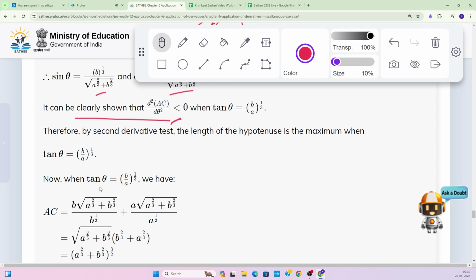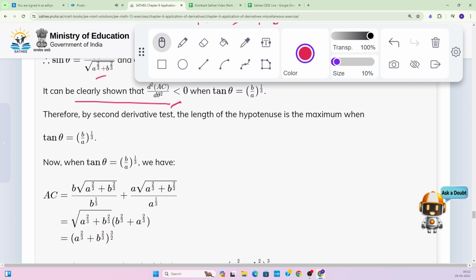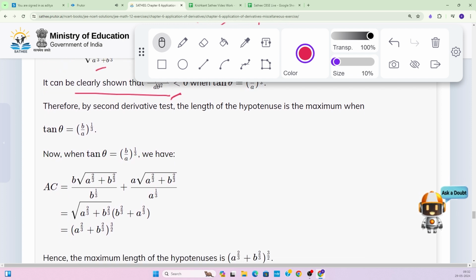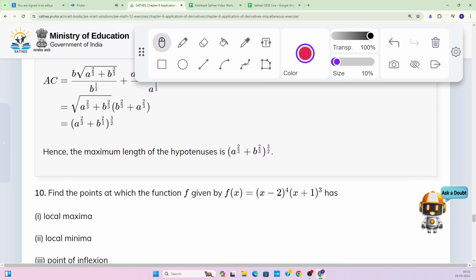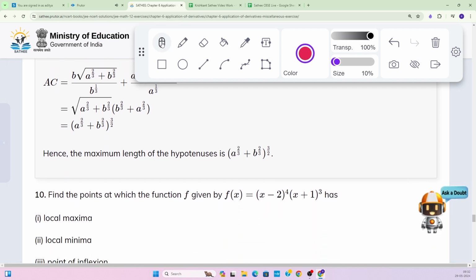This means now putting tan theta as the cube root of B by A, you will get your maximum. Hypotenuse, so this will be AC, which will be A to the power two-thirds plus B to the power two-thirds, whole to the power three, and again whole root. This is what is written over here. So the maximum length of the hypotenuse will be this. I hope it is clear to you. Now let us move to the 10th problem.